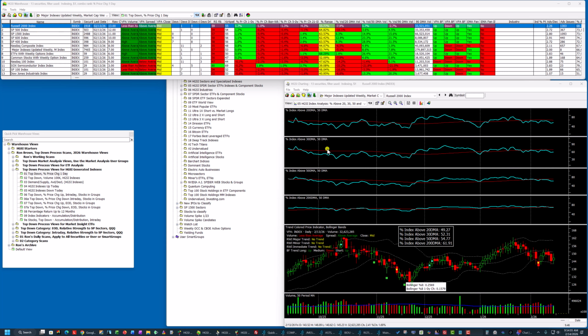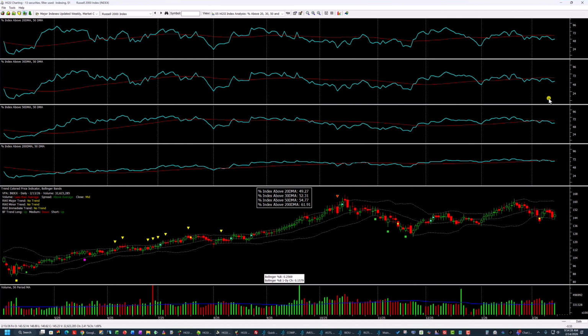So on the Russell 2000, if you look down here, you can see that 49.27% are above the 20, 52 above the 30, 54 above the 50, and 61.9 above the 200-day moving average. Now, yes, they're going down, but I don't see a tremendous drop-off like the market's really selling off. Like back here, it got high and then it went down. Here it dropped precipitously. Here it did the same thing, and here it's just kind of moving along slowly or sideways.